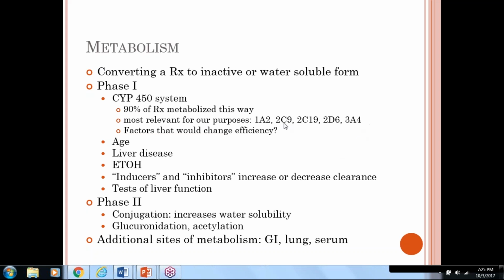2B6 is another one, but 1A2, 2D6, and 3A4 of the CYP enzyme system probably metabolize the majority of the drugs that you will be writing, assuming they go through a CYP system, because not all drugs do.